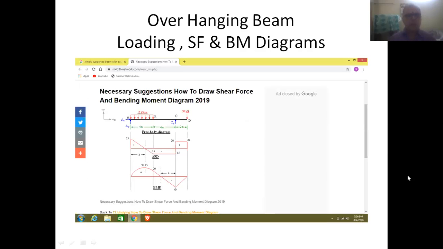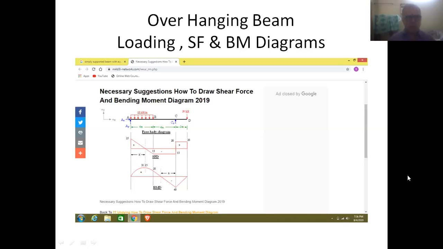So friends, here we are now going to take an example. We are going to solve a problem on overhanging beams. Here we can find three figures. The first figure indicates the loading diagram that will be given in the question. Using that loading diagram, we have to prepare equations, and we have to get the values of shear forces and bending moments at various points on the beam.